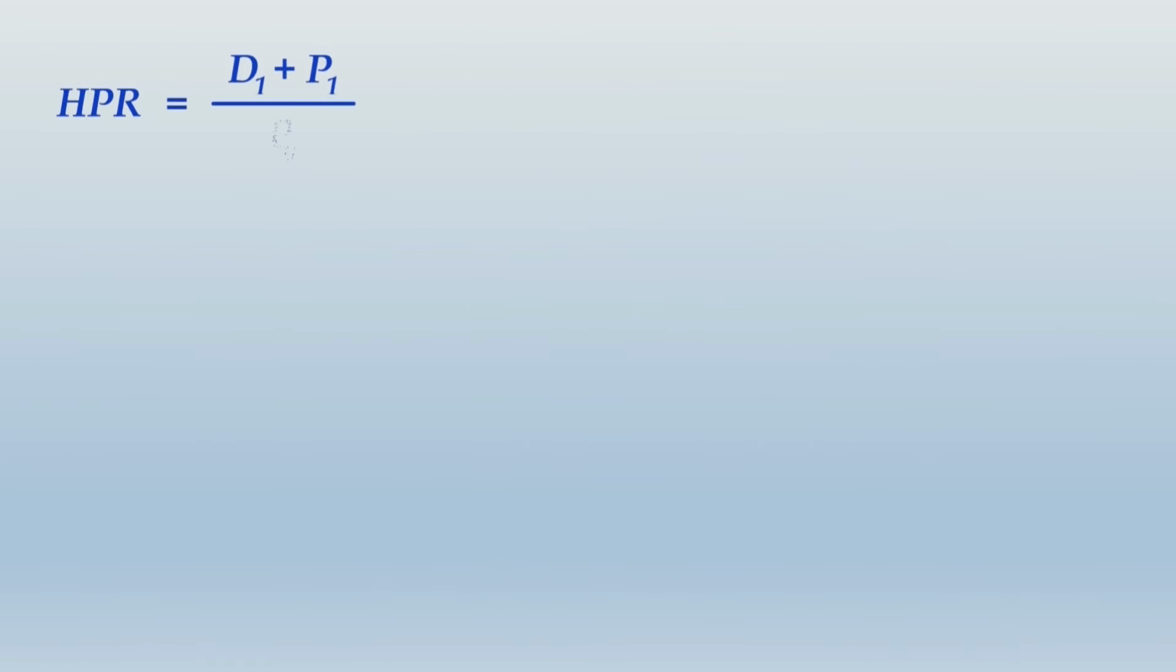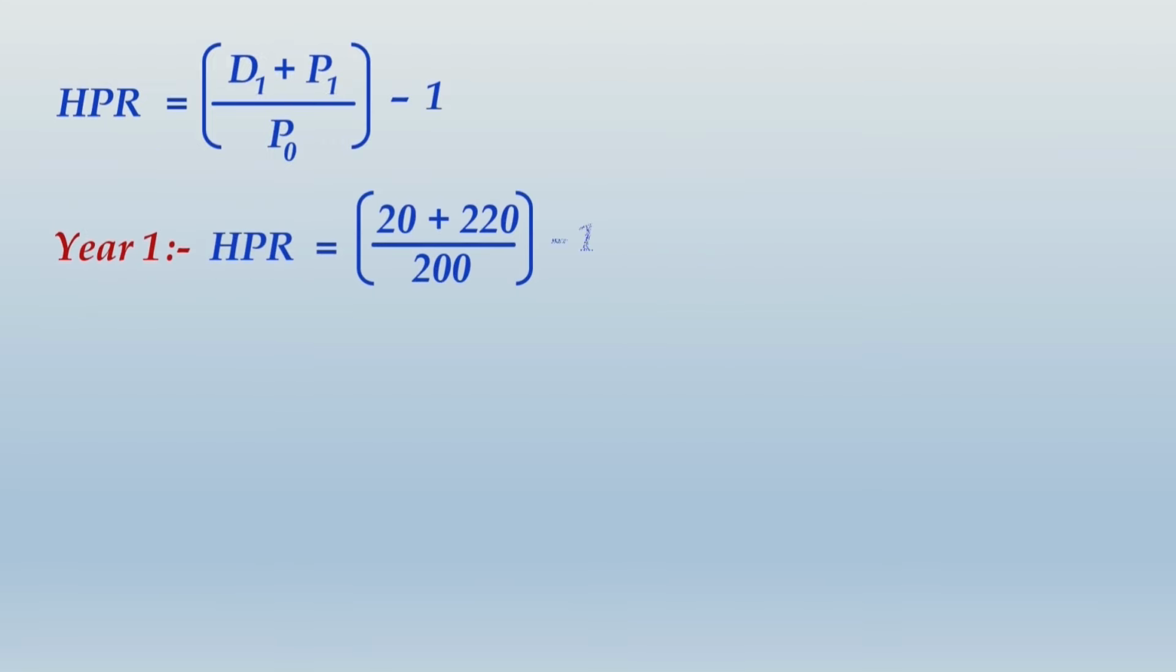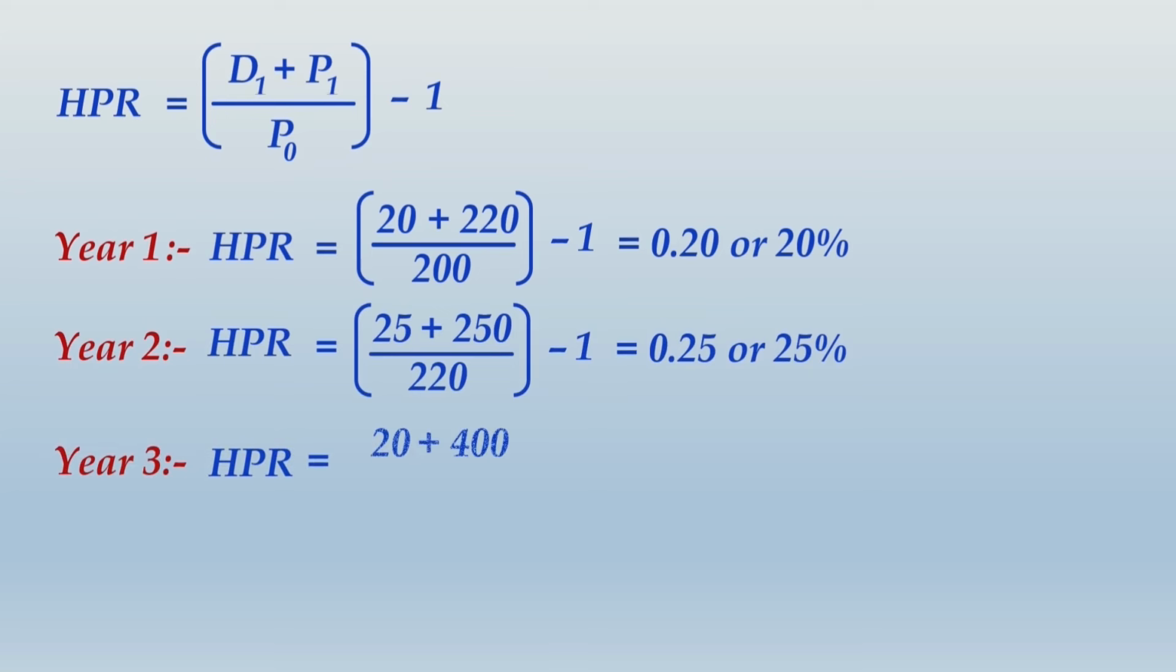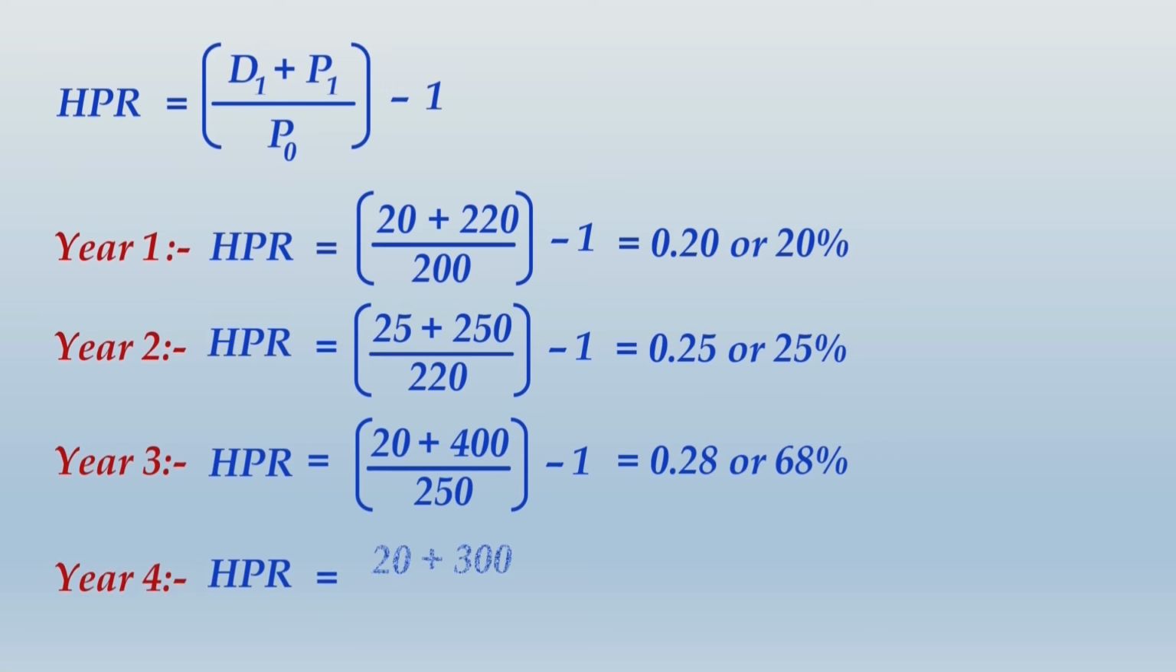I don't think I need to explain this part to you at all. You know that very clearly. HPR for year 1 is 20%. HPR for year 2 is 25%. HPR for year 3 is 68% and HPR for year 4 is negative 20%. So please write up this calculation and then I explain you with detailed analysis. Alright friends, you would have completed this entire calculation.